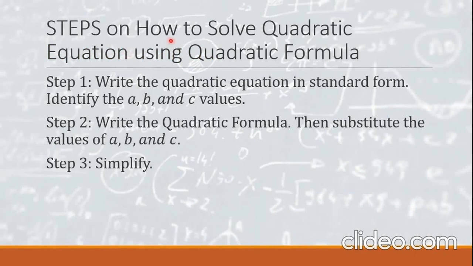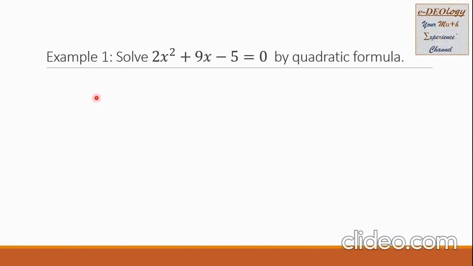Here are the steps on how to solve quadratic equation using quadratic formula. Step 1. Write the quadratic equation in standard form. Identify the a, b, and c values. Step 2. Write the quadratic formula. Then substitute the values of a, b, and c. Step 3. Simplify. Let us have some examples.